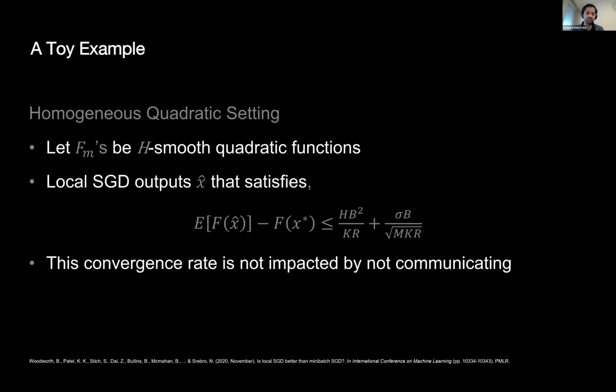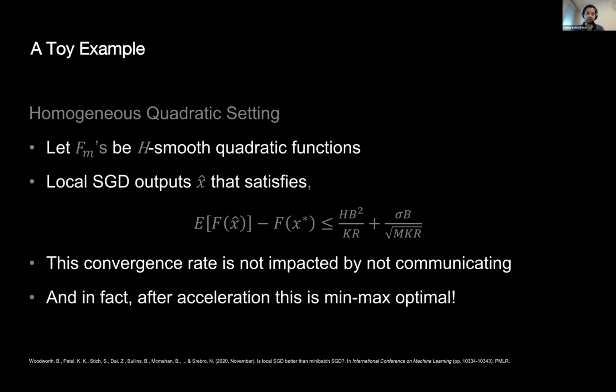Another interesting thing is that this convergence rate is not impacted by not communicating, which is surprising because we expected local SGD to basically diverge between the communication rounds. But here it seems like all that matters is the product K times R. You do not care if K is 1, you do not care if K is infinity, as long as KR is fixed, right? So this is a surprising result.